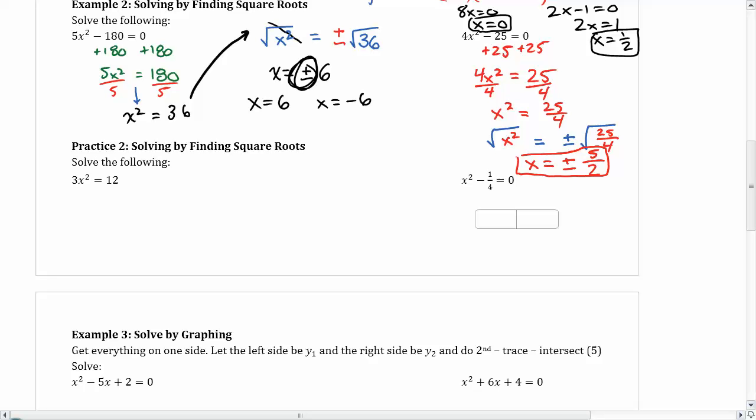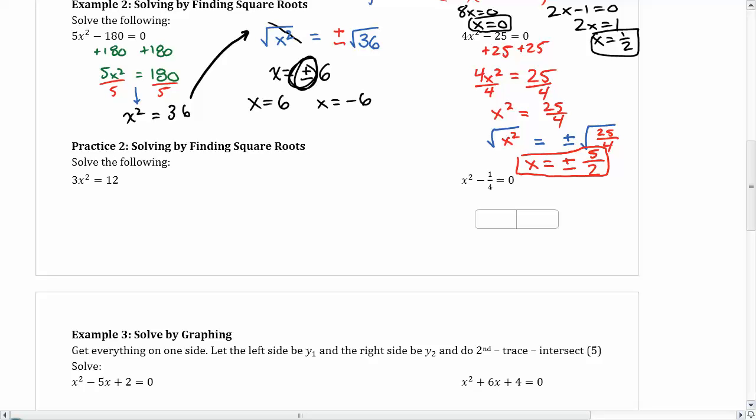Well, now you have some practice for solving by finding square roots. Feel free to pause the video, try to solve a little bit on your own, unpause it to check how I do it, and then pause before the second example, try to solve it on your own, and again, unpause it and see how I solve it out. But I'm going to go ahead and start.